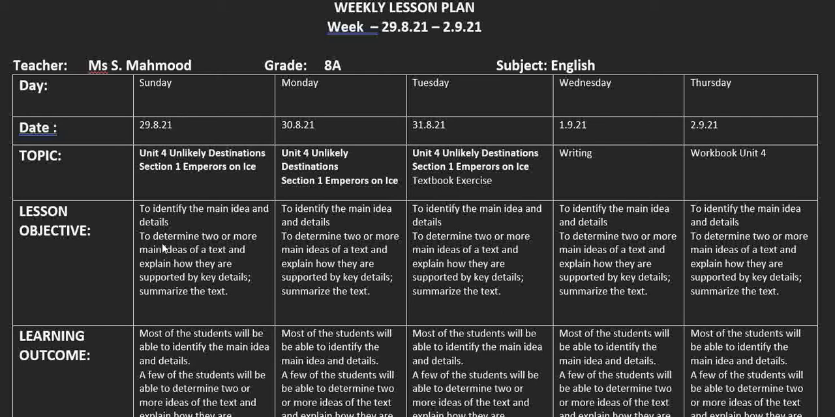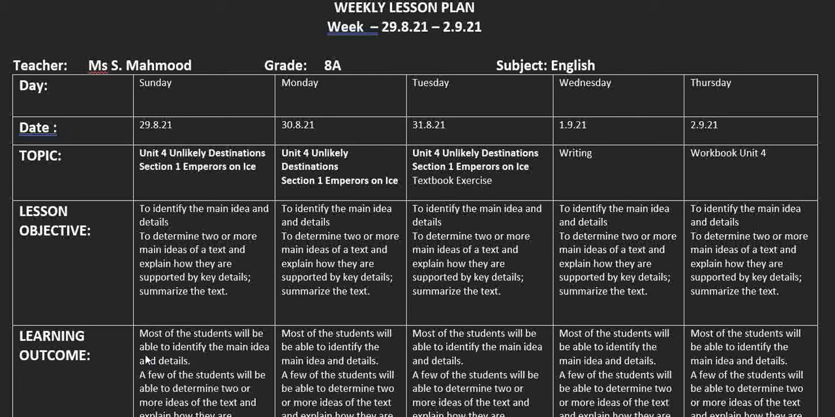That means you'll be able to determine two or more main ideas within this text and explain how they are supported by different details, and then you will be expected to summarize the text in minimum words. Summarizing in minimum words is very challenging. You need to have a good source of vocabulary in order to summarize it. So this is a challenging objective, and the first one is an easier objective.